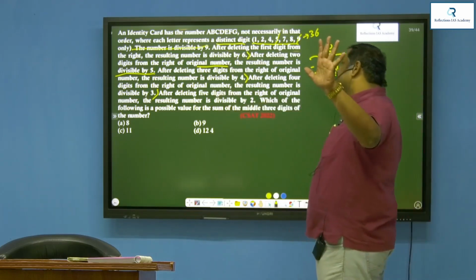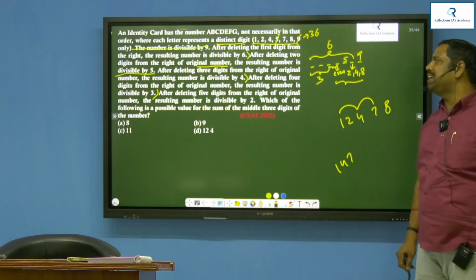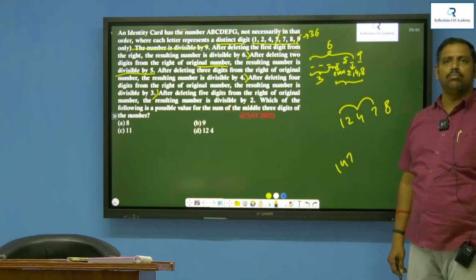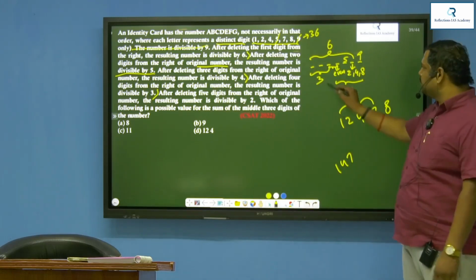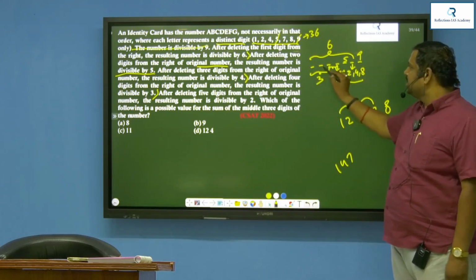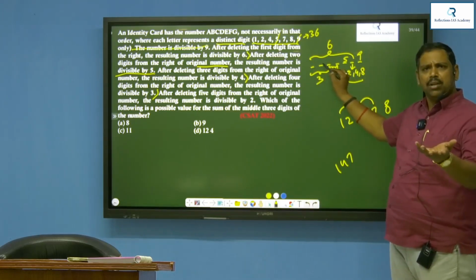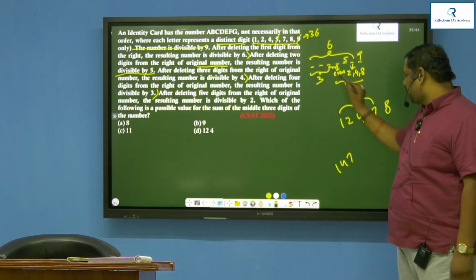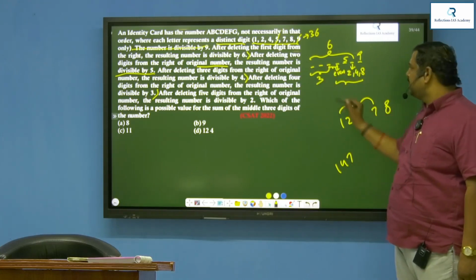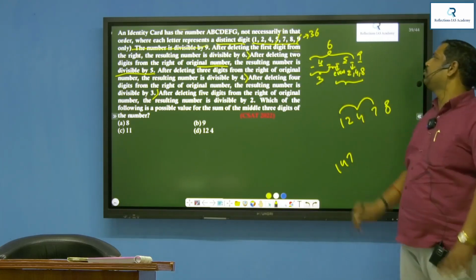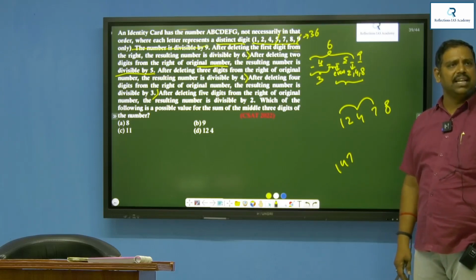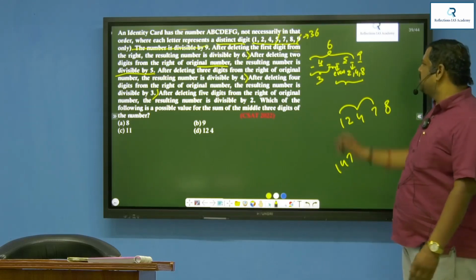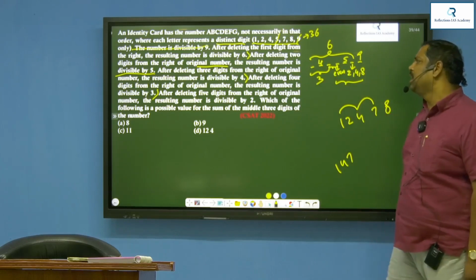After deleting 5 digits from the right of the original number, the resulting number is divisible by 2. Okay? 5 digits means all this. This 2 is divisible by 2, meaning it's an even number. Even number means in these places 1, 4, 7 has to come, right? The even should come here, right or wrong? This place is fixed, sir, 4. That place is fixed, that is 4. So these 2 will be 1 or 7, in any order.